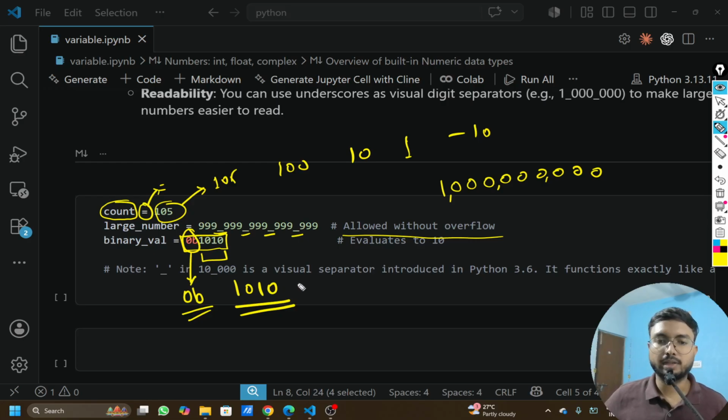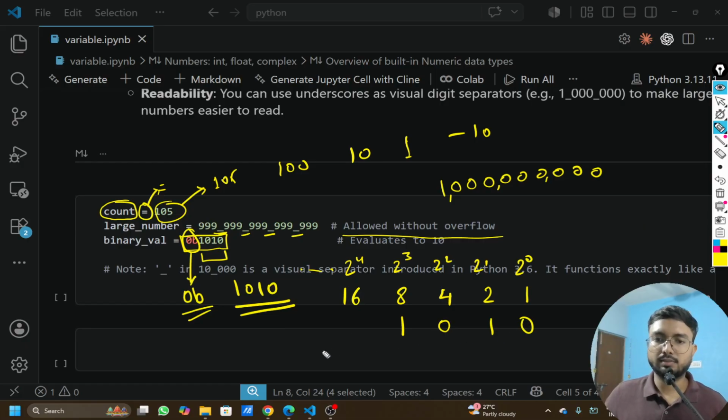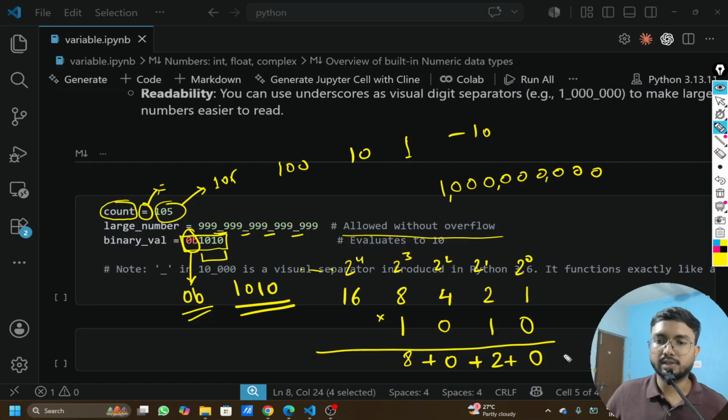If we try to break it down, you can read it like 1, 2, 4, 8, 16. It's like 2 to the power 0, 2 to the power 1, 2 to the power 2, 2 to the power 3, 2 to the power 4, similarly. And then 1010 is nothing but 1010. Then we multiply these two. So this will become 1, this will become 0, this will become 2, and this is 0. Now we add this, and the value we get is the integer. So you can see we have this 10 here.